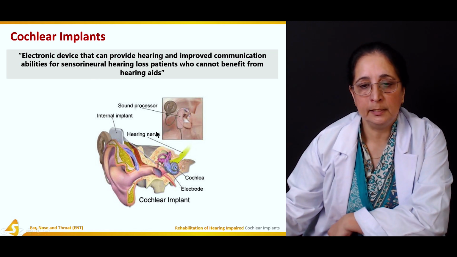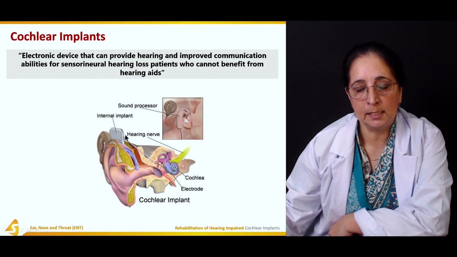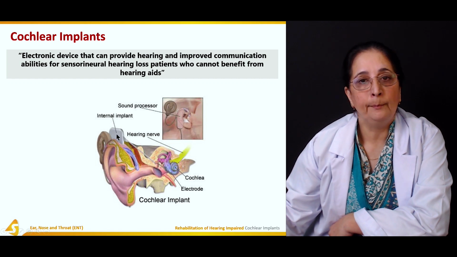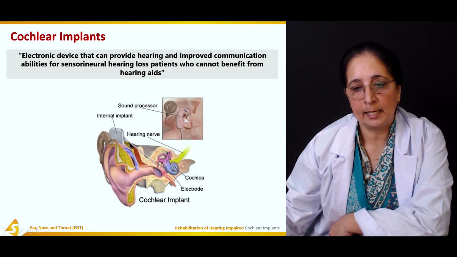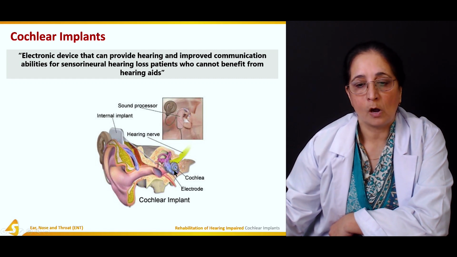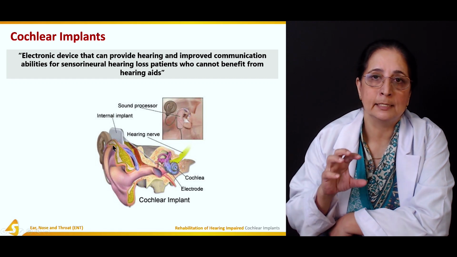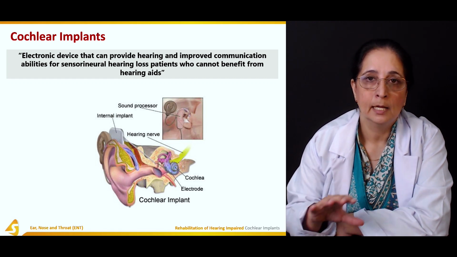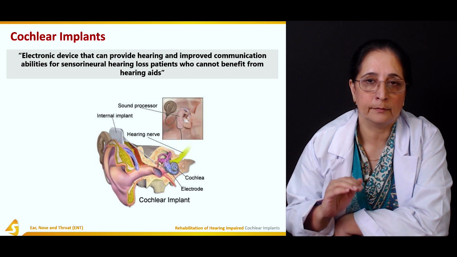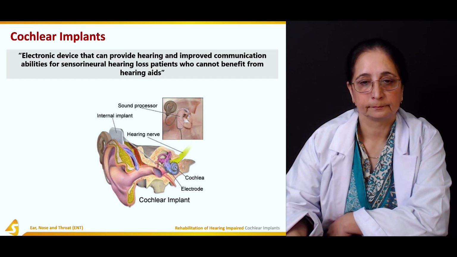So if you see the diagram, this is the internal implant. It's implanted internally, and then its electrodes are placed on the cochlea. So this is the cochlear implant, hearing nerve, and then we have the sound processor, which is implanted internally. Nothing is on the surface or outside.